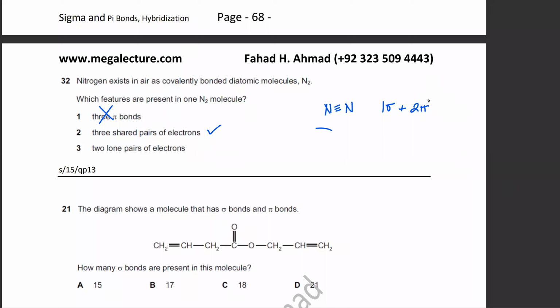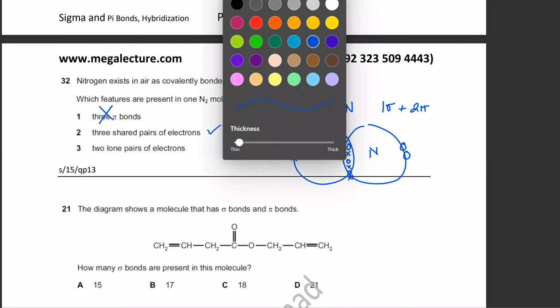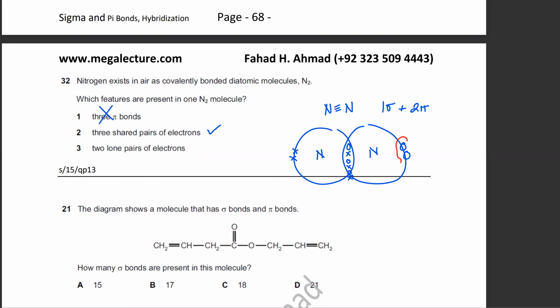Like if you have 2 nitrogen atoms and they end up sharing electrons, like they have a triple bond in the middle. Now nitrogen is in group 5, so it shares 3, so there are 2 electrons remaining. This one also has 2 electrons remaining. So that's your lone pair. That's one lone pair, and that's another lone pair. So it's got 2 lone pairs.